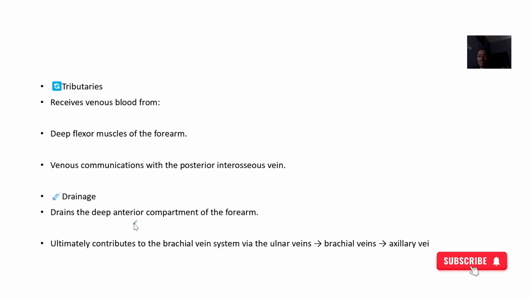Okay, so tributaries. It receives blood from what? Deep flexor muscles of the forearm, draining them, the deoxygenated blood, you know. So also venous communication with what? Posterior interosseous vein. So drainage now drains the deep anterior compartment of the forearm, then ultimately contributes to the brachial vein system via the ulnar veins. So from the ulnar veins goes back to the brachial veins, from the brachial veins to the axillary veins.